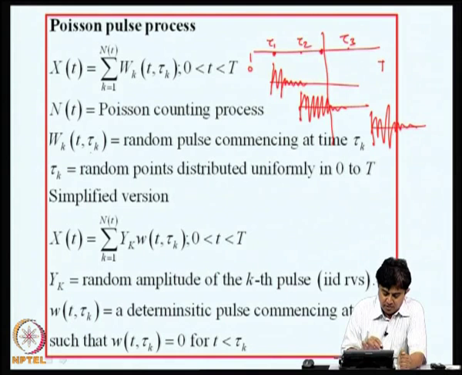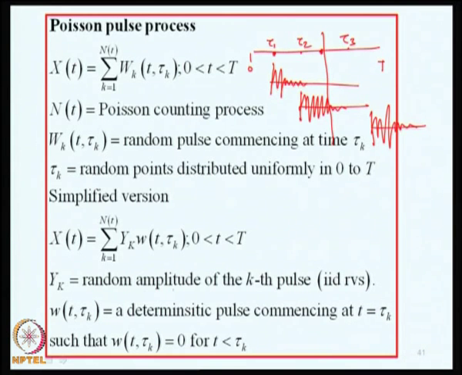Now, W(k, t, tau_k) is a random pulse commencing at time tau_k. A simplified version of that would be, we can assume that the shape of these pulses is identical, but their amplitude is modulated by a random variable Y_k. The shape is the same and the arrival times are still random. In that case, Y_k is the random amplitude of the kth pulse, and Y_k we take to be a set of IID random variables, and W(t, tau_k) is a deterministic pulse commencing at t equal to tau_k, such that W(t, tau_k) is 0 for t less than tau_k. That means, till the time tau_k is arrived at, this W is 0.